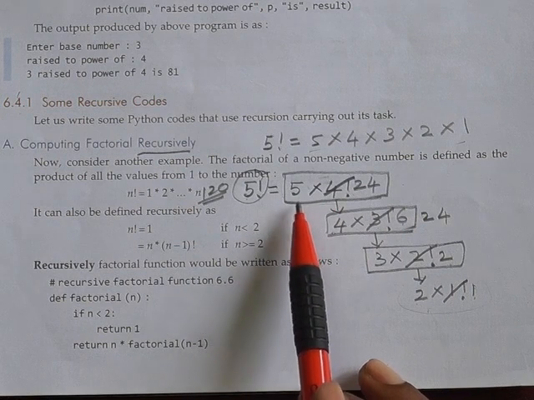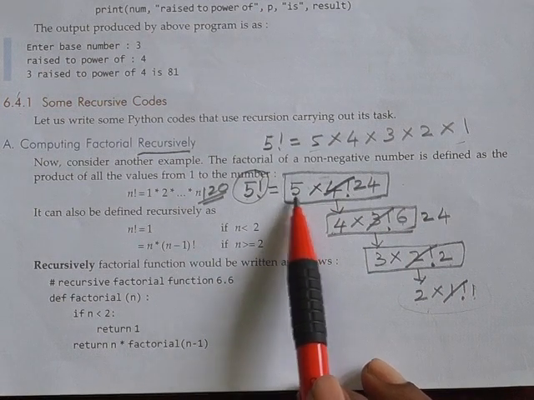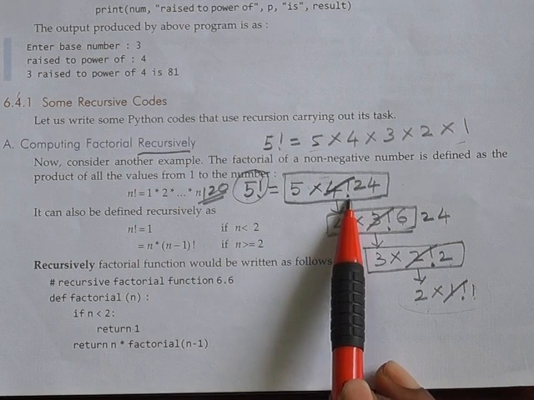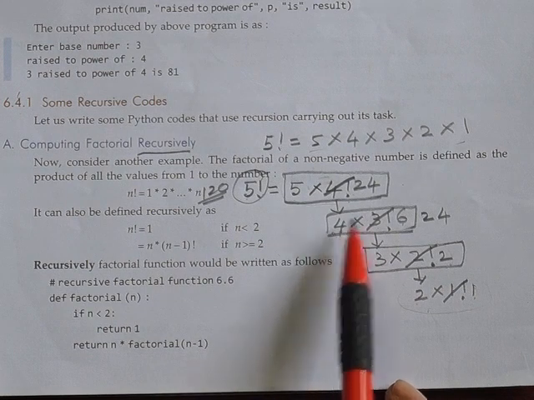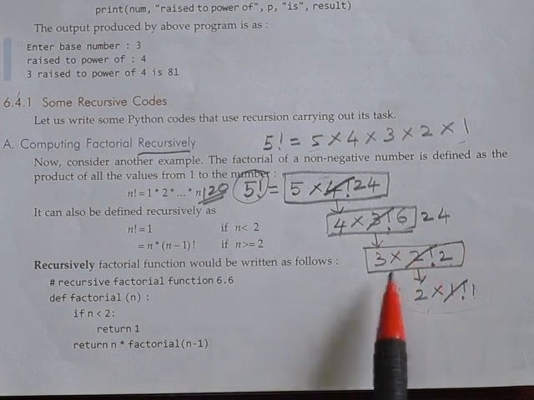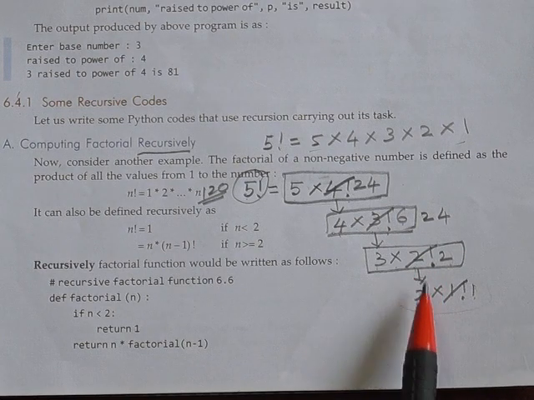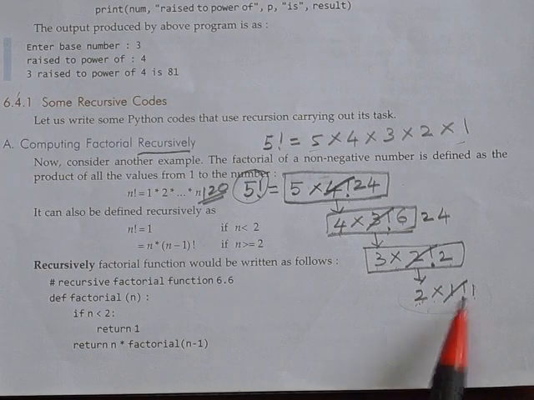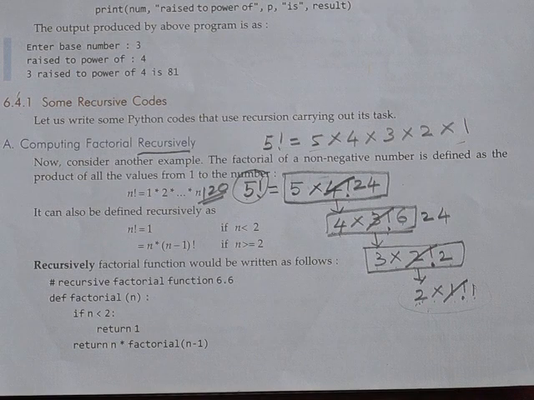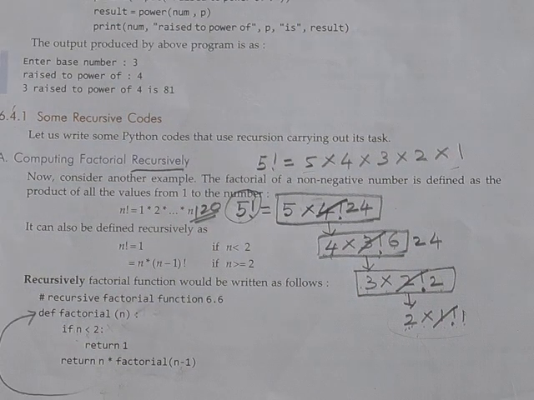Listen. Here a number into less than that number factorial. Then a number into less than that number factorial. Then here a number into less than this number factorial. Then here, what is the value of 2 factorial? A number, the same number into less than that number factorial. So the same style we are using every time. So this kind of function is called a recursive function. Now I am going to explain the program.